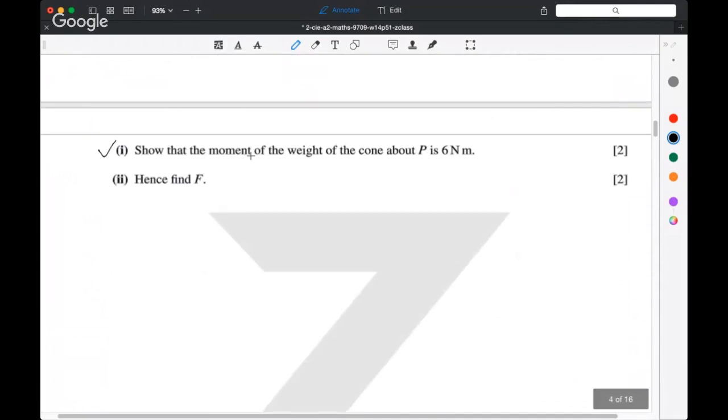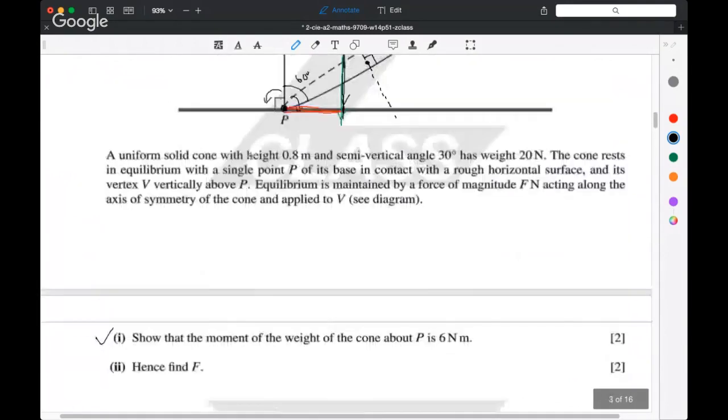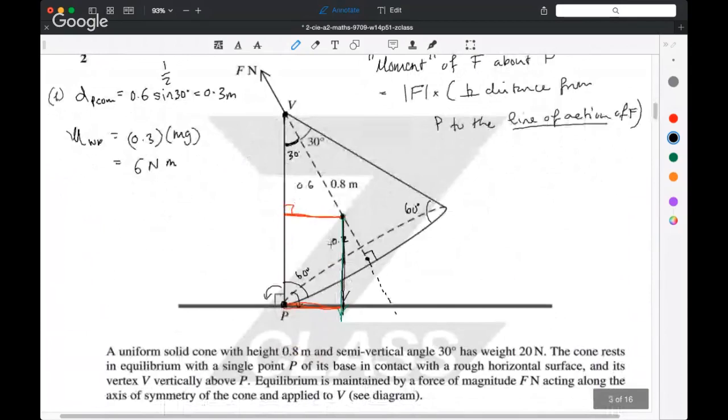Okay, so now the next one is asking us to find F. They want us to evaluate what F is, and then we have to set it equal to 6 newton meters, because that's what it needs to balance in order to stop the cone from toppling over. So what is the distance from P to the line of action of the force? This is going to be the radius of the cone.